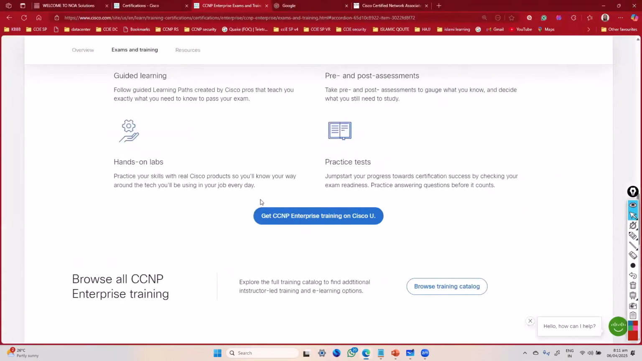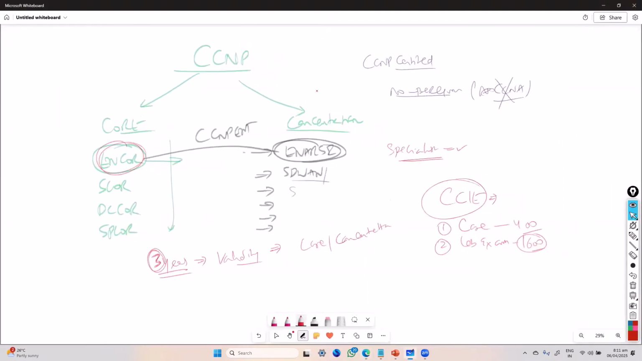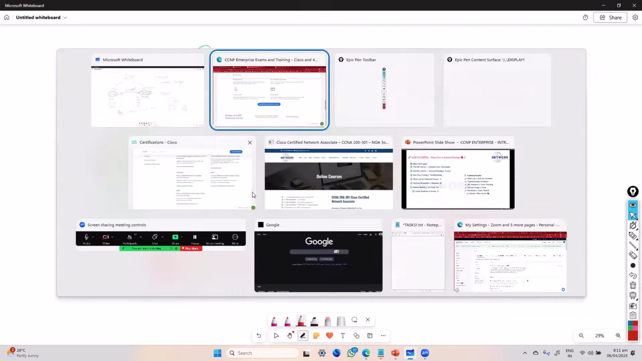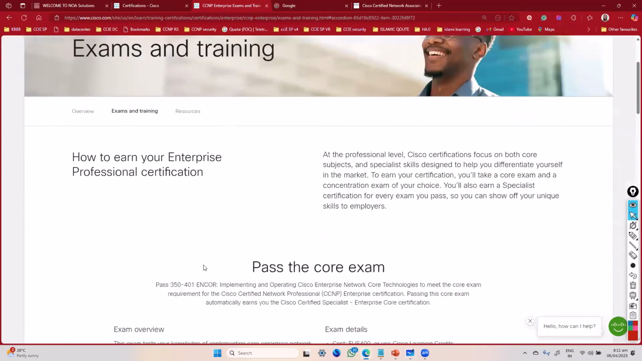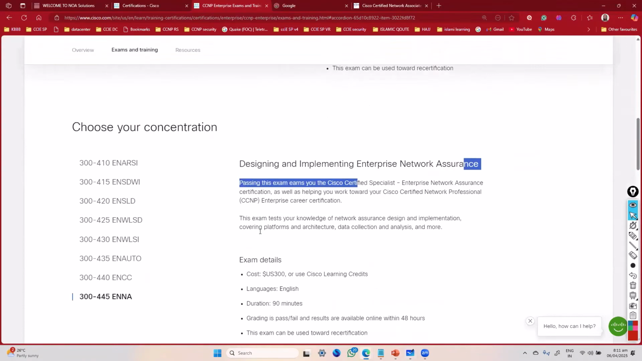So basically, this is how the certification goes for CCNP currently. In Feb 2020, they introduced all these things. So now the things have changed, and it's still the same. This is how the certification goes. And you can always visit the website to check the latest exams available, and the details you will find on the website.